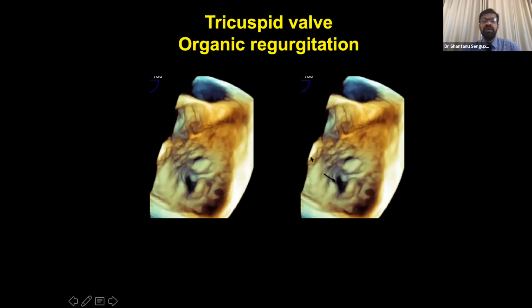I don't know why the images are not moving, but Shantanu, I'm sorry to interrupt, but you'll have to finish it first. I'm finishing.